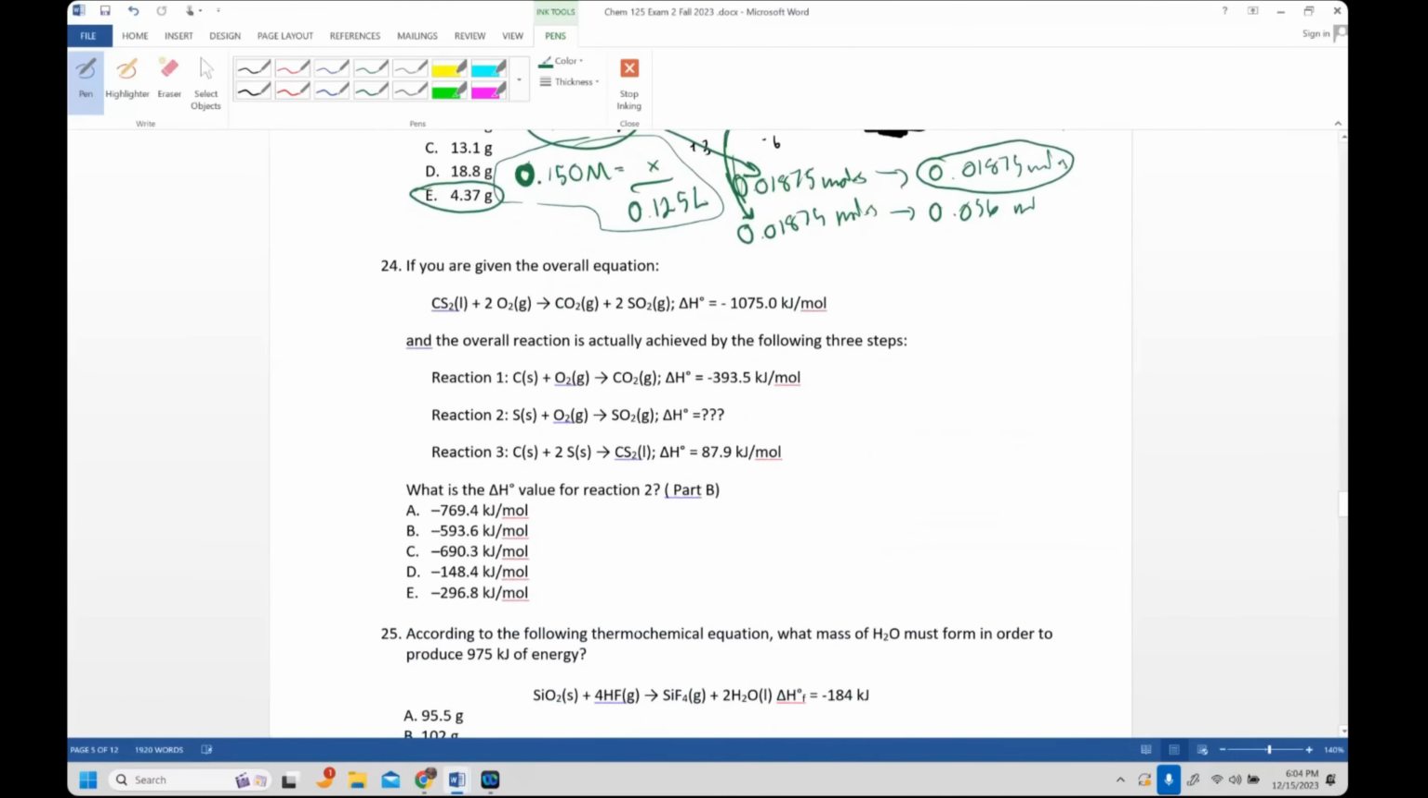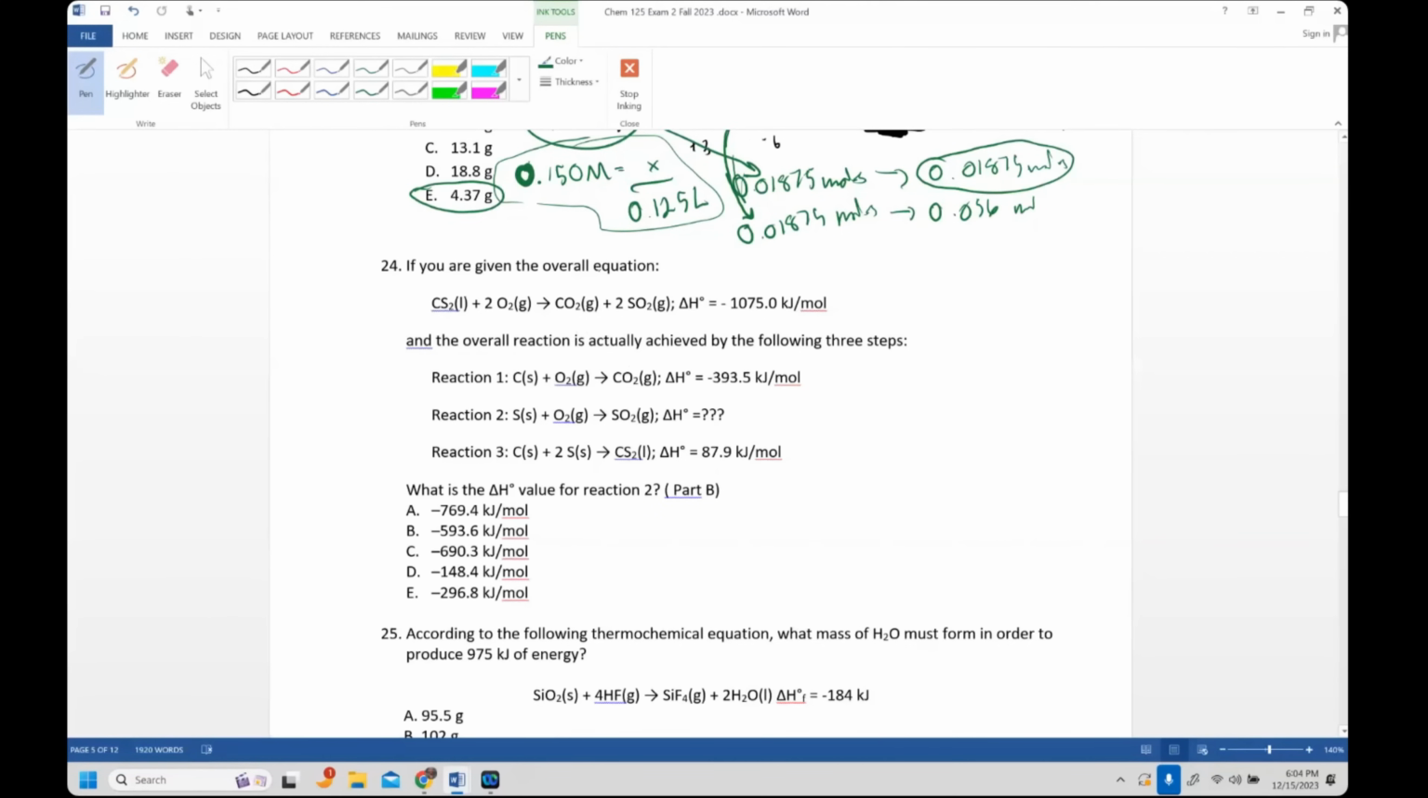All right, next, number 24. If you're given an overall reaction and we have 3 steps, what is delta H for reaction 2? All right, I love Hess's law. For those of you who know me, you know I love Hess's law. This is a Hess's law problem where we want to manipulate these equations to make them look like the overall equation.